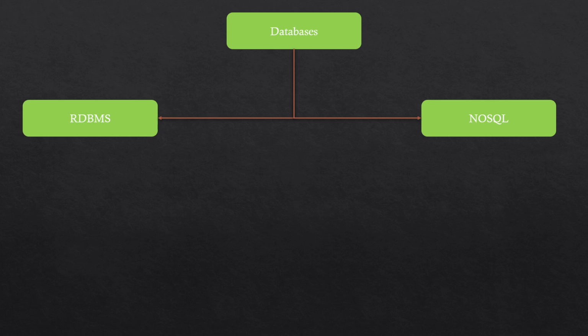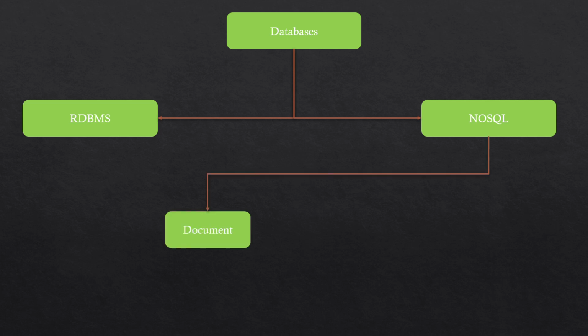So your data can be distributed among commodity hardware, and it can be scaled horizontally. So this is one of the strengths of NoSQL. Now even NoSQL is divided into multiple categories in itself. The first one is the document. So you have a document store.